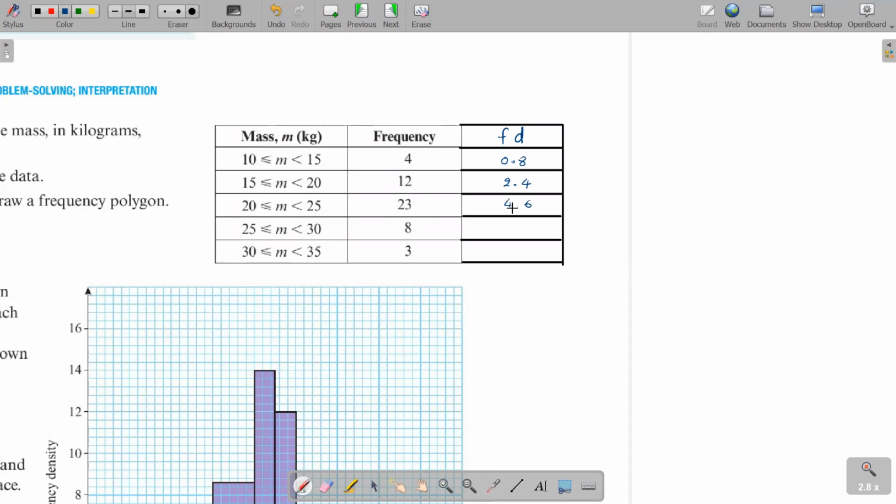4.6. And the next one, the frequency is 8, and class width 25 to 30 means class width is 5. So 8 divided by 5, 1.6. And the next one, frequency is 3 divided by class width is again 5, isn't it? 30 to 35. So 3 divided by 5 is 0.6. Okay, so we are ready. We have the frequency density values. Frequency density will come on the y-axis, and you will mark the mass on the x-axis, and you will draw the histogram. So let's quickly draw it.